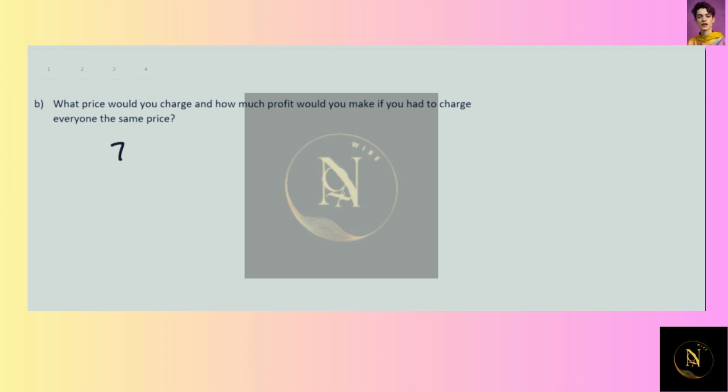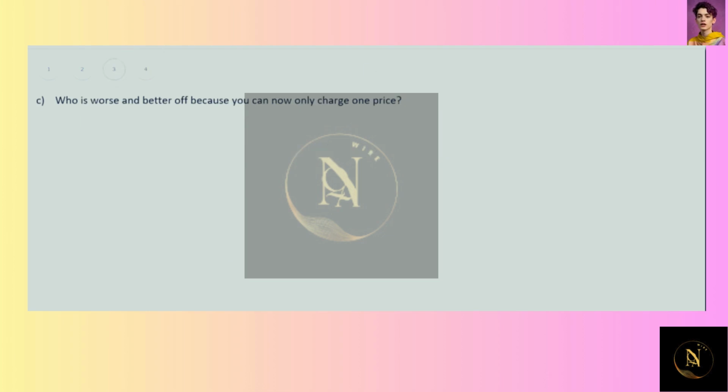And so if you go back and you look at the previous table, once you filled it all out, you'll see this, but at a price of $7, we're going to make $2,100 in total revenue, and then we subtract the $2,000 it cost us to produce the play, and we're still going to make a profit of $100.